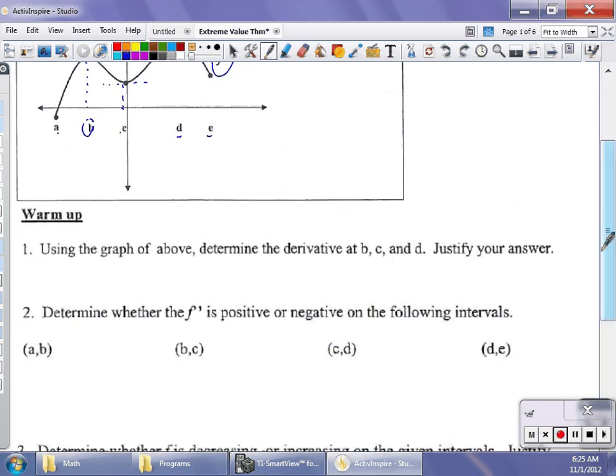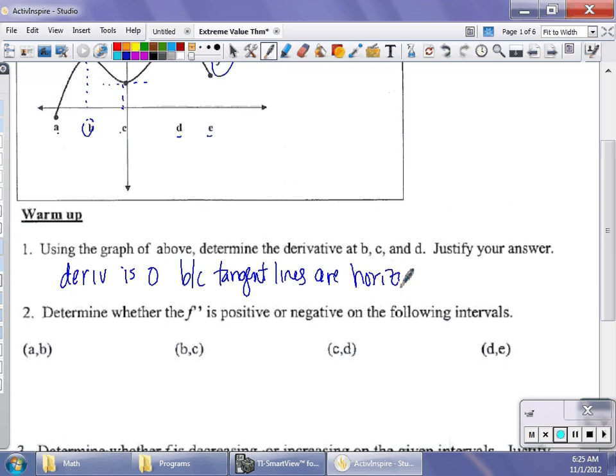So I would say that the derivative at b, c, and d is 0. It says to justify your answer, I would say because the tangent lines are horizontal, and as we know, a horizontal line has a slope of 0.